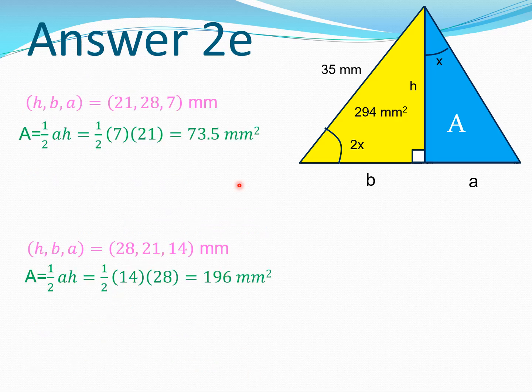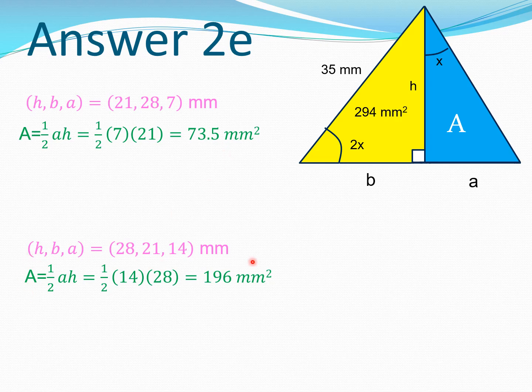But we are not asked to actually find the sides and dimensions of the triangle. We are asked to find the area of this blue region A. So that's going to be half AH. And so I can immediately plug in A as 7 and 21 in the first case where this combination was there, and I get A is 73.5 millimeter square.